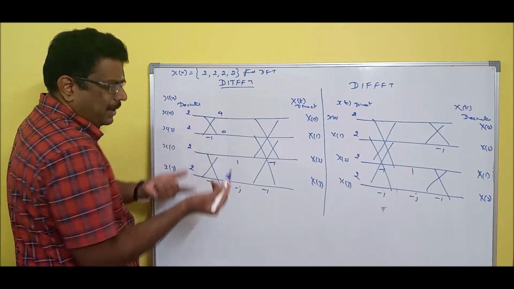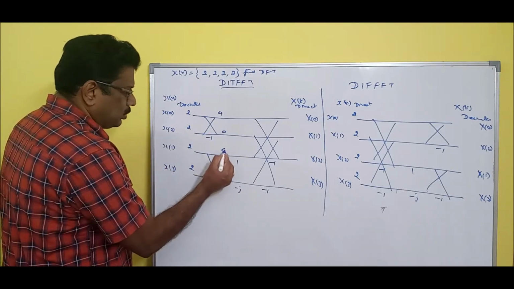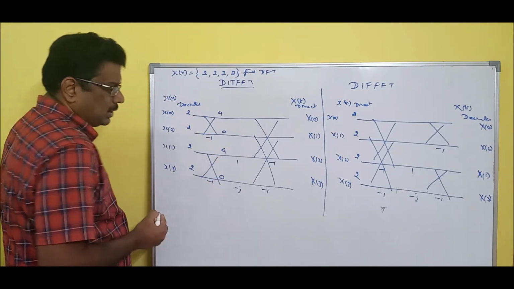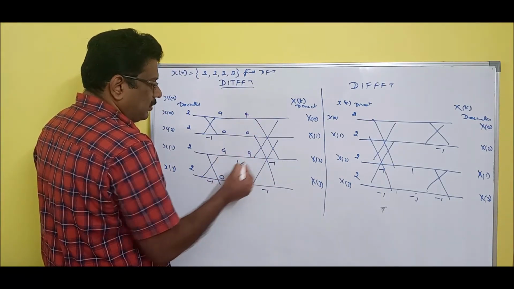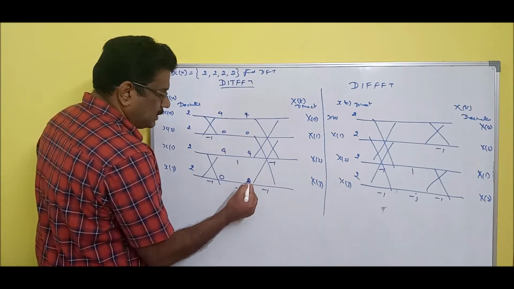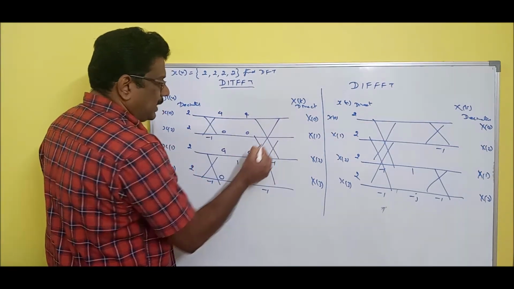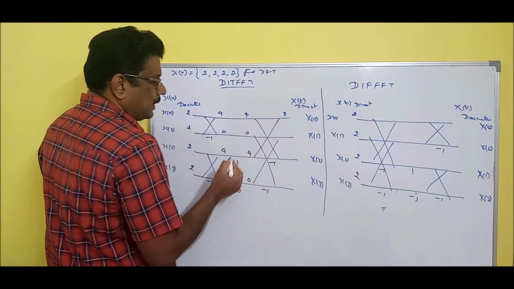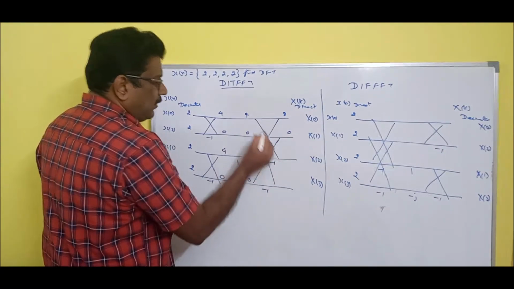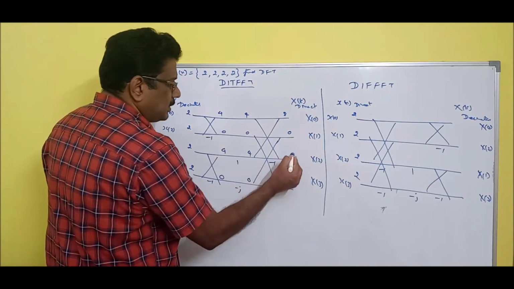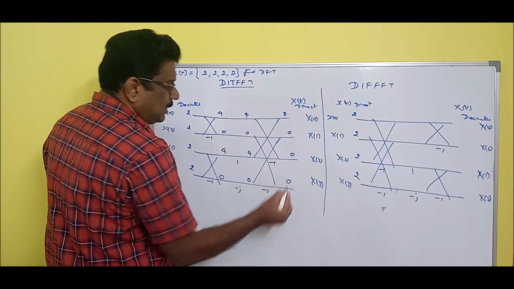This is addition, this is subtraction. A plus B, A minus B. That's all. Okay, 2 plus 2, 4. 2 minus 2, 0. On the way, any number comes, multiply. 4, 0, 4. 4 into 1, 4, 0. 4 plus 4, 8. 0 plus 0, 0. 4 minus 4, 0. 0 minus 0, 0.